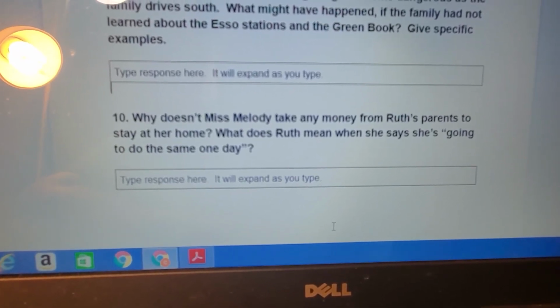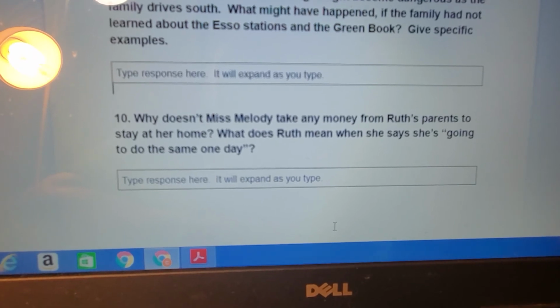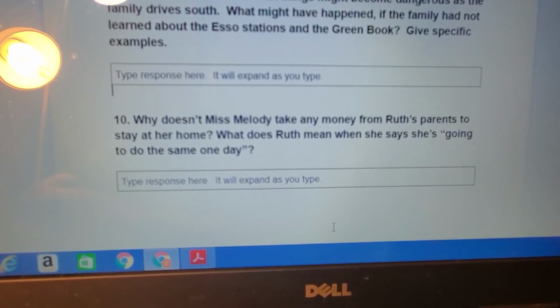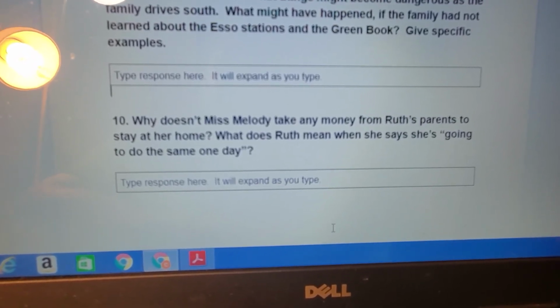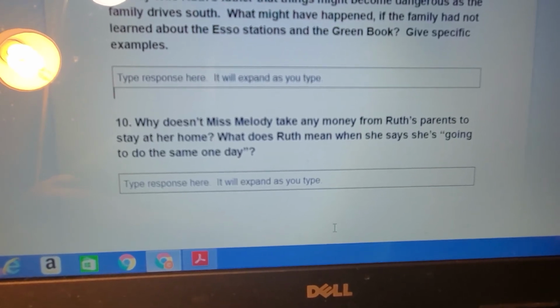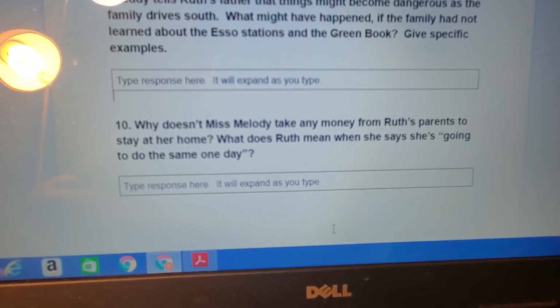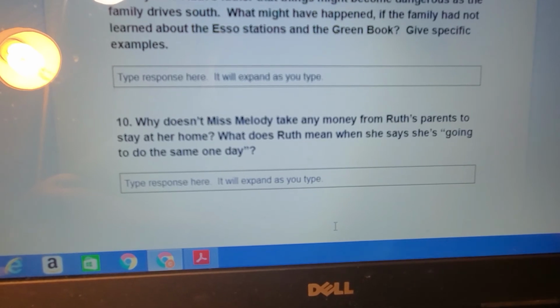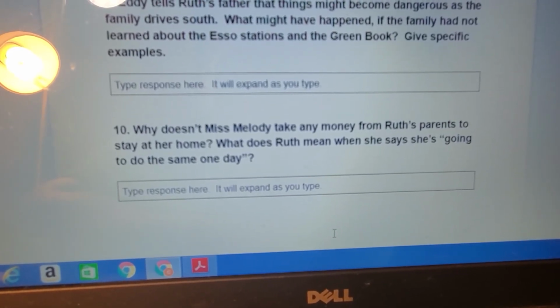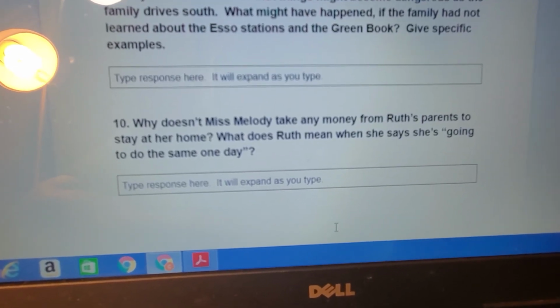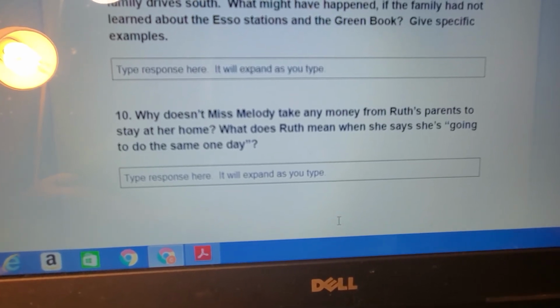Think about the time period, 1950s. You're in the South, Jim Crow South. It's not safe for everyone, for black families to travel in the South. And if you didn't have a place to go or safe places to go, like Miss Melody's, think about what they might have endured or what they would have encountered.